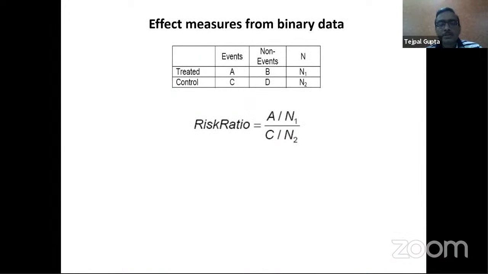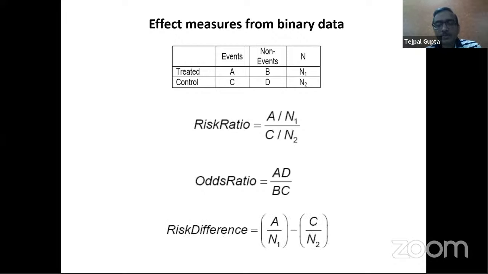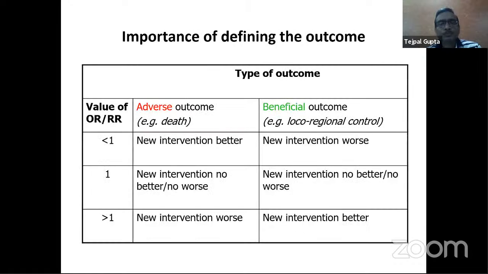So this is a similar example. The risk ratio here is A by N1 divided by C by N2, where A and C are the events in the treated and control, and B and D are the non-events, and N1 and N2 represent the number of patients in the treated and control. The odds ratio, as I said, becomes A into D divided by B into C. And the risk difference would be defined as A divided by N1 minus C divided by N2.